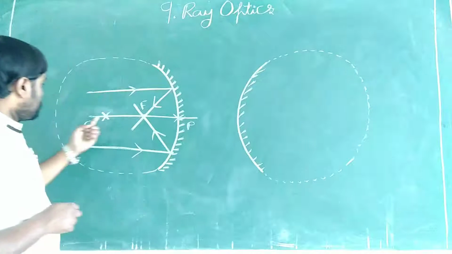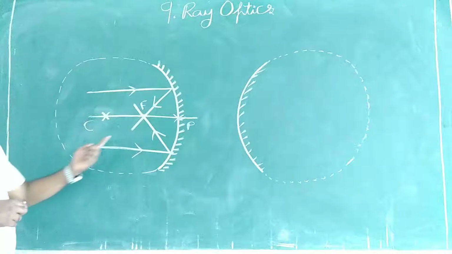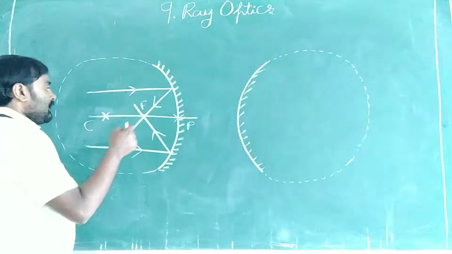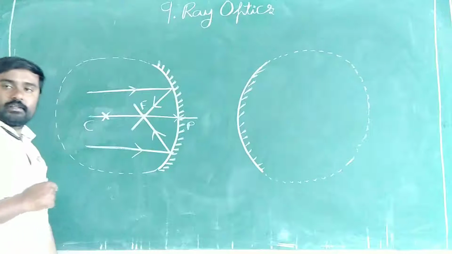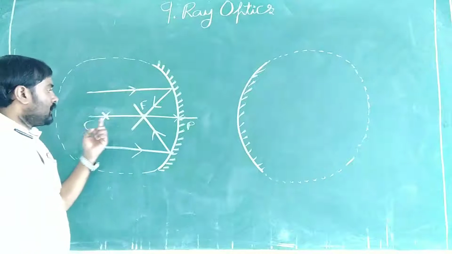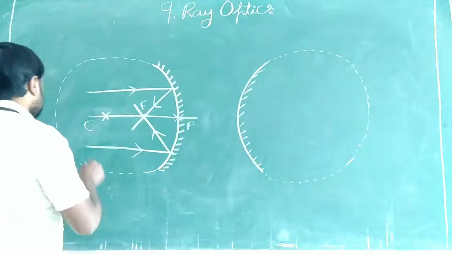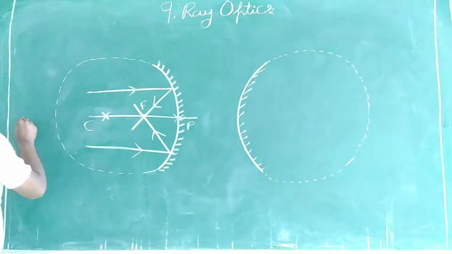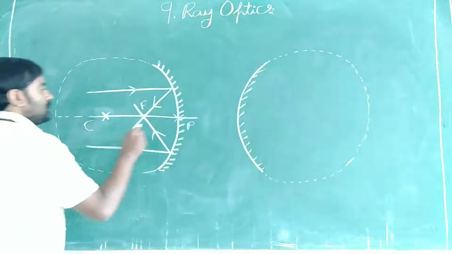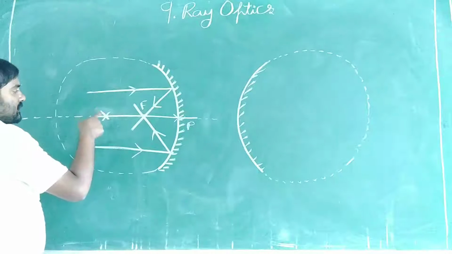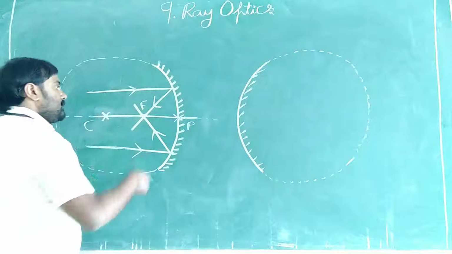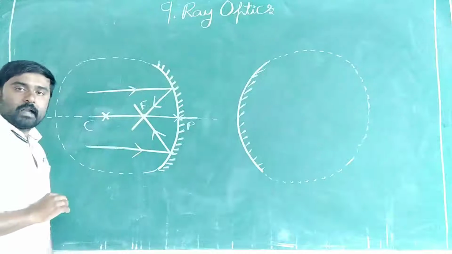Okay, so what is this? Principal axis. So what is the meaning of principal axis? The line passing through the pole and center of curvature. So this is called the principal axis. So this is the center of curvature, that means the center of the sphere, but the given mirror is a part.